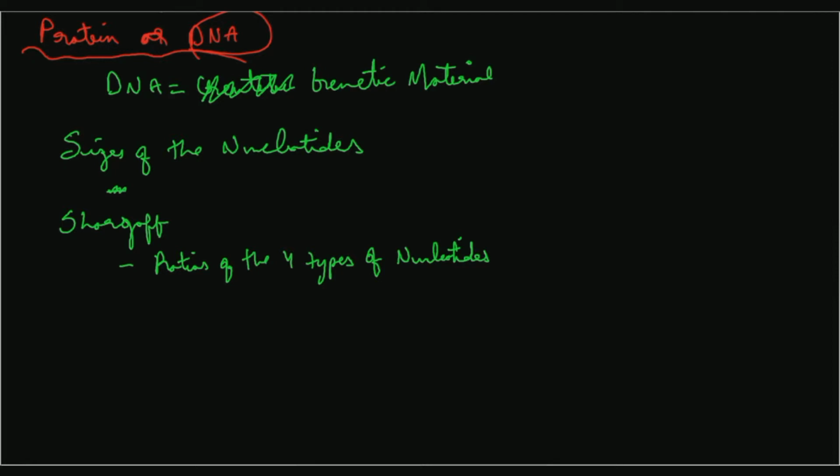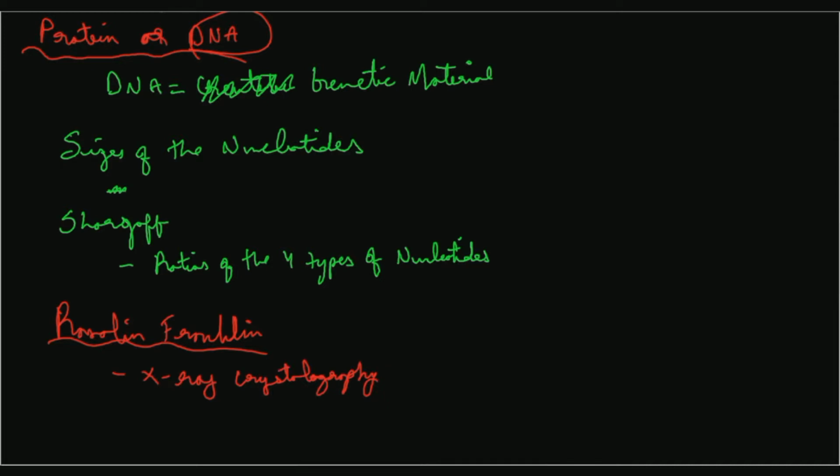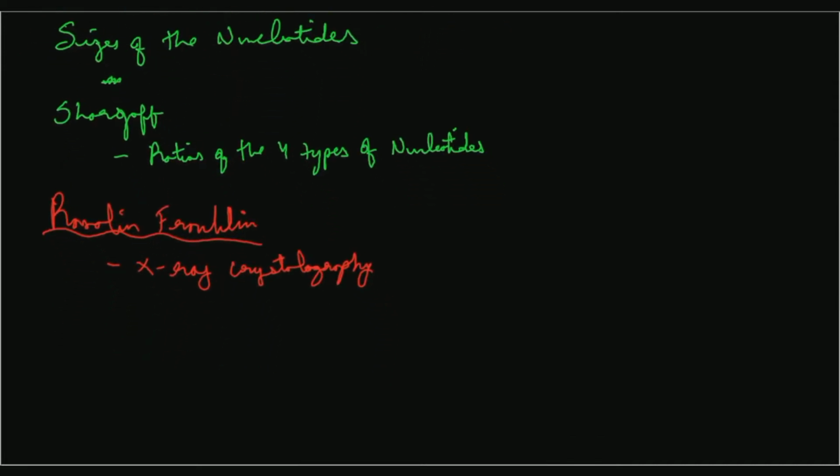So then they found out about the double helix by, actually Rosalind Franklin figured that out. So Rosalind Franklin used this method called X-ray crystallography. X-ray crystallography is basically taking an X-ray of a microscopic molecule or something like that.